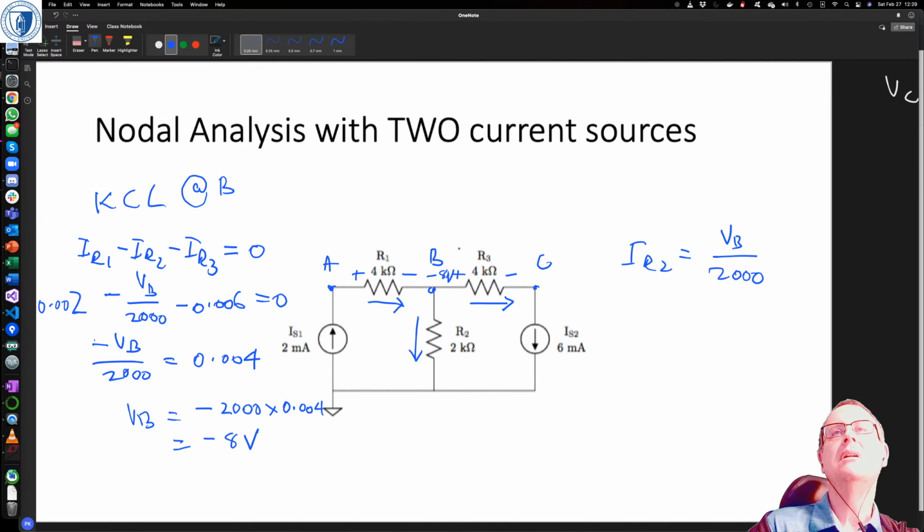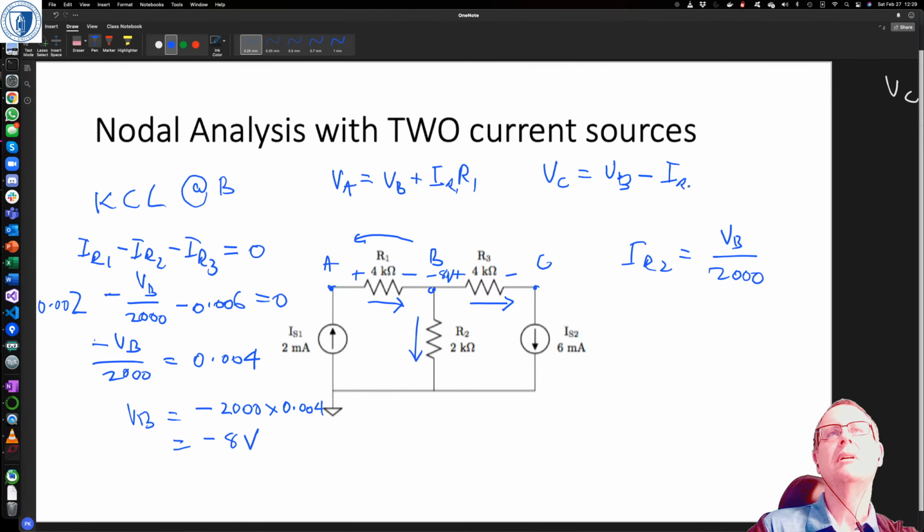Well, if we go from VA to VB, we're going up in voltage, right? That's a voltage drop across the resistor. So VA is equal to VB plus IR1 times R1. And VC, that's a voltage drop. So VC equals VB minus IR3 R3.